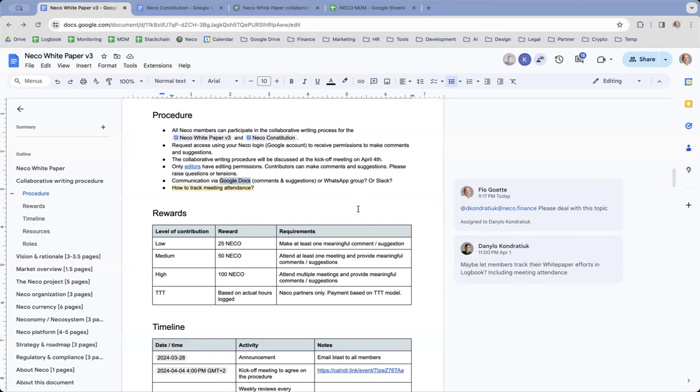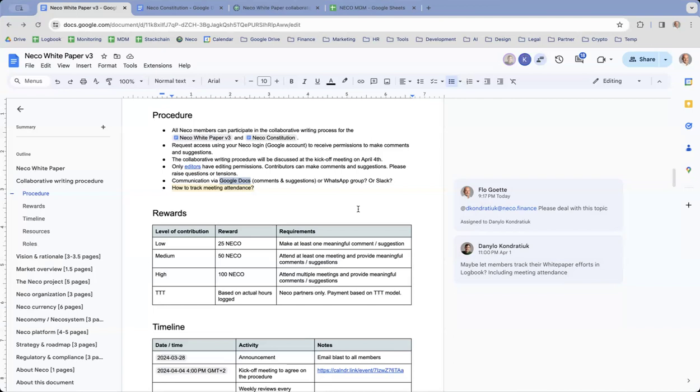The other target audience are the authorities. They will also look at our white paper for the license application. It's one of the key documents that we have to submit to the authorities in order to obtain our crypto license.